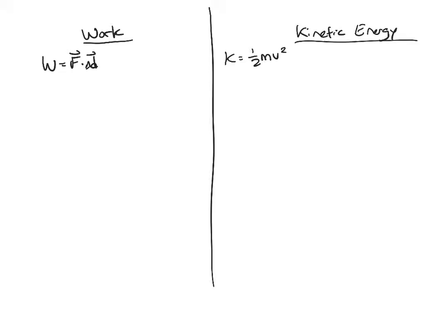Like, why is there a half in there? What's the purpose of having the half in there? And why is the speed squared? So right now, you really don't have much meaning behind these two things. They seem kind of like random formulas. You can calculate them, but what are they useful for? Like, what about physics can this explain for us?